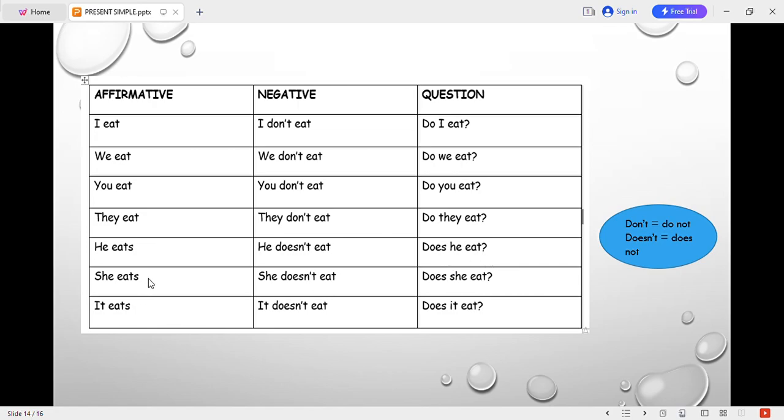Next, she eats. The negative one: she doesn't eat. Does she eat? And then the last, it eats. It doesn't eat. Does it eat?